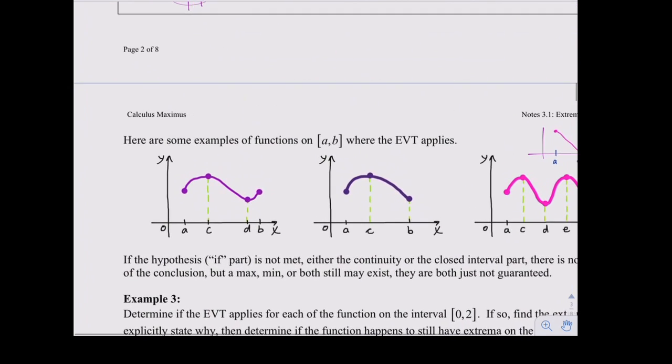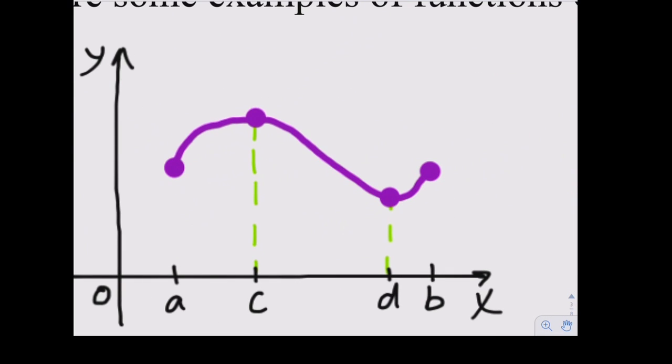Yes. In fact, if you look at this first example here, if you make this open and that open, does that change the fact that we have both the max and the min? No, but would the EVT apply? No. So the EVT doesn't preclude it from happening. It just says if it's continuous on a closed interval, there is a 100% surefire money back what? Guarantee that it's going to exist.